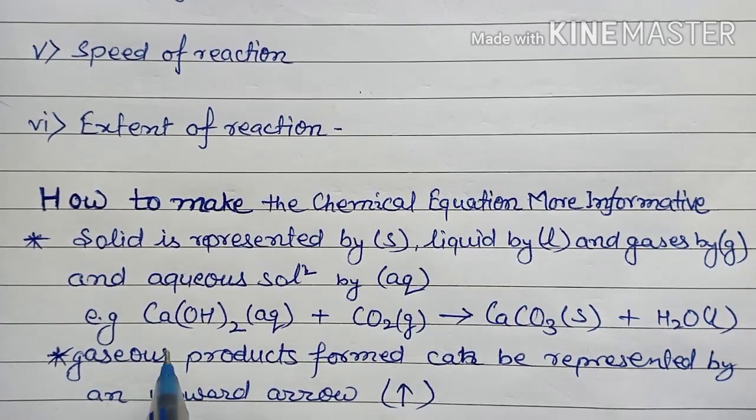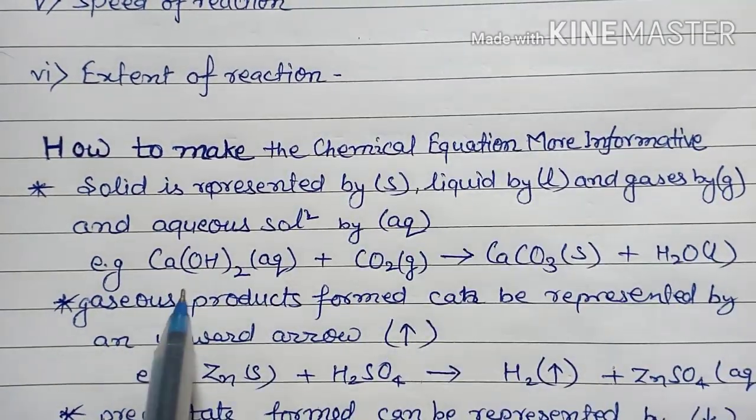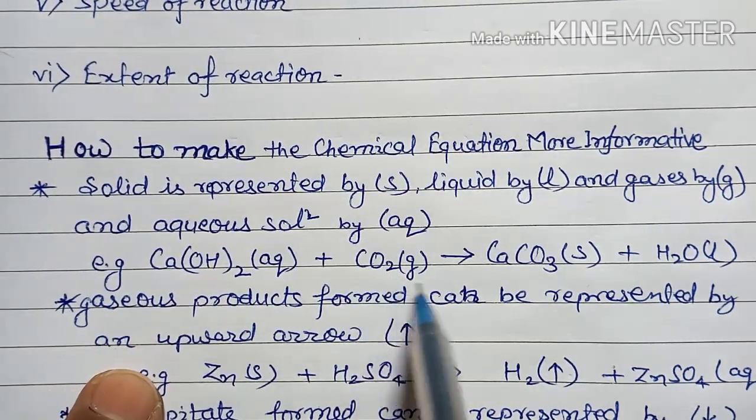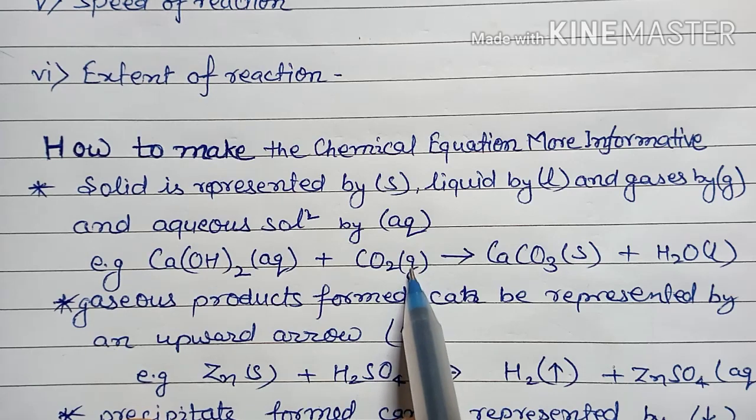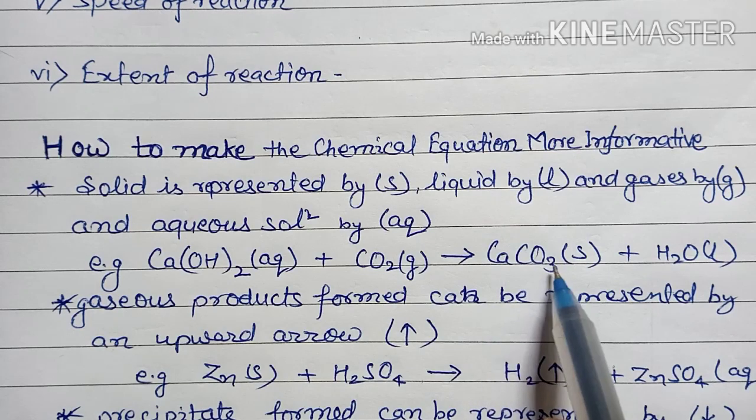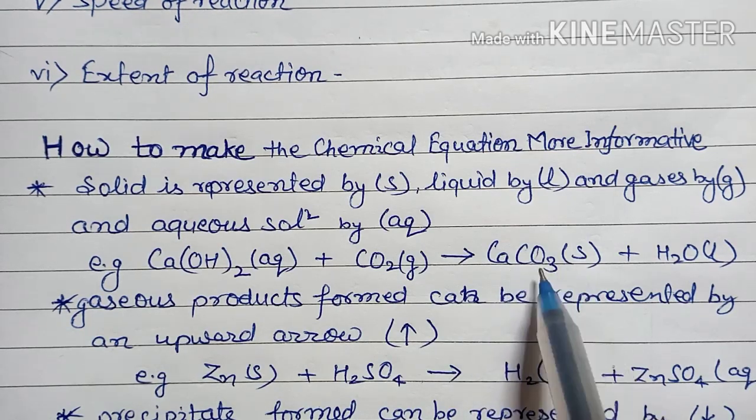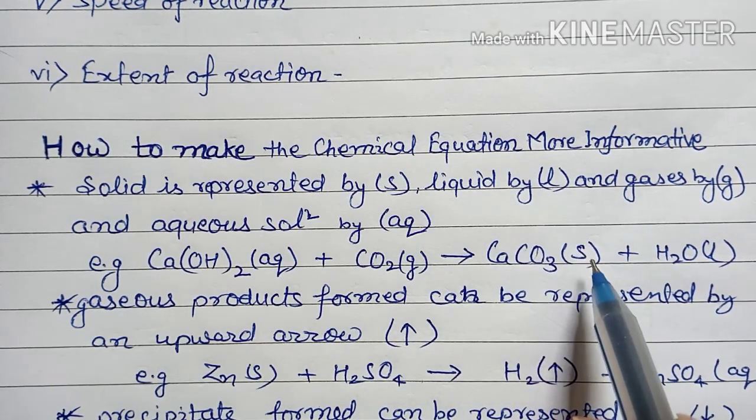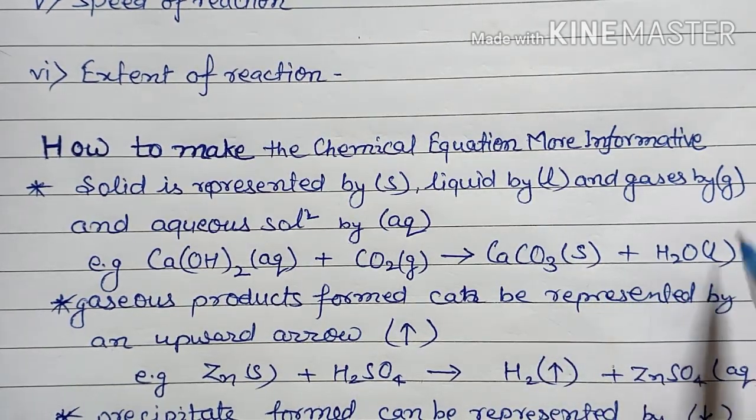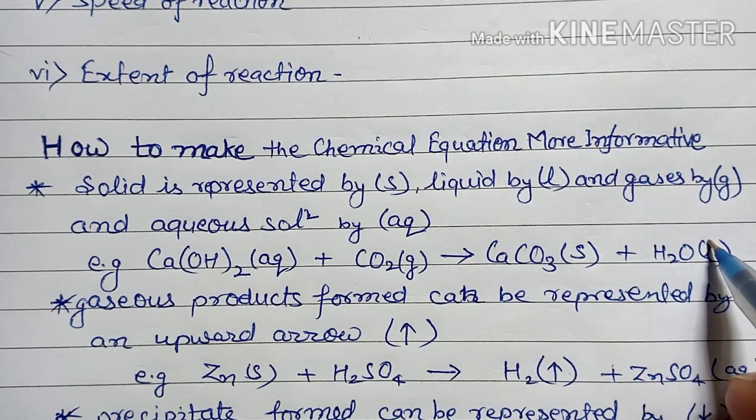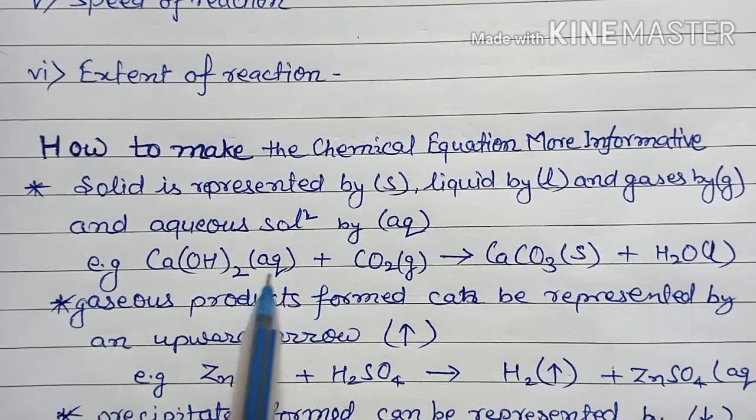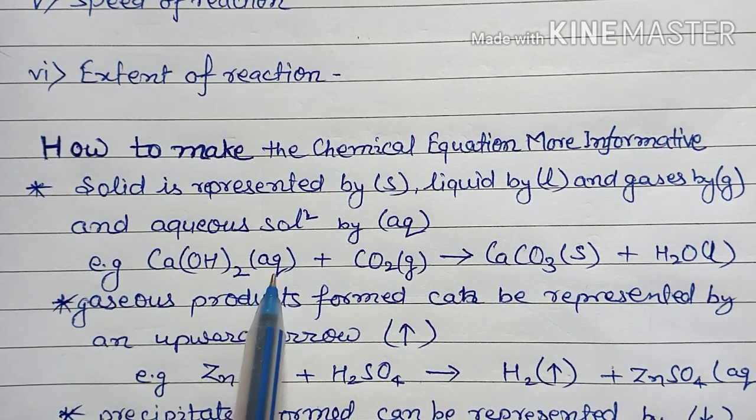For example, here we can see carbon dioxide gas, that is in gaseous form. That's why we have represented this one in gas by using small g. Calcium carbonate is solid and it has been indicated by small s, and water has been indicated by small l. And one more state we represent is aqueous.